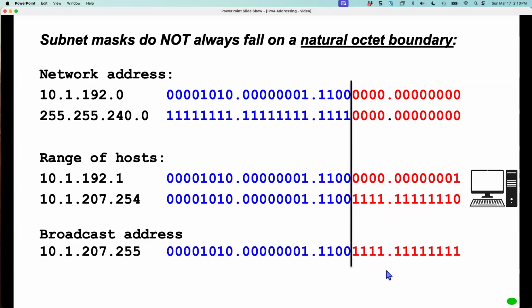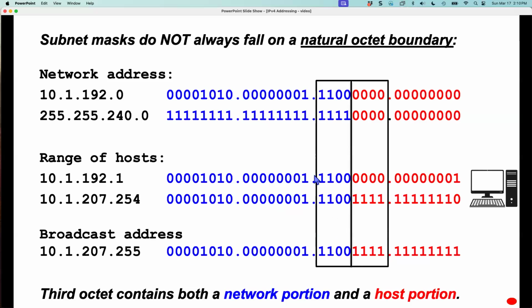Broadcast, all 1 bits. Okay, 192. So if we look at the first 2 numbers, 10, 1, that's not going to change, the first 16 bits. But it's this third octet that has half of its bits on the network side and half of its bits on the host side. So yeah, it's going to change. It's going to range anywhere from 192 to 207 because it contains both a network portion and a host portion.